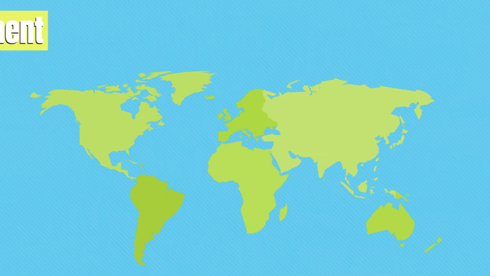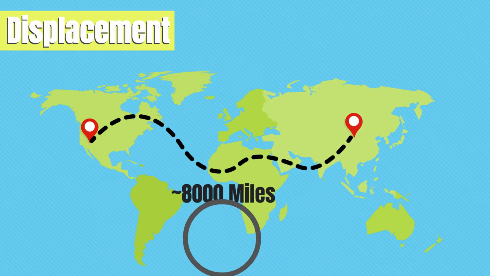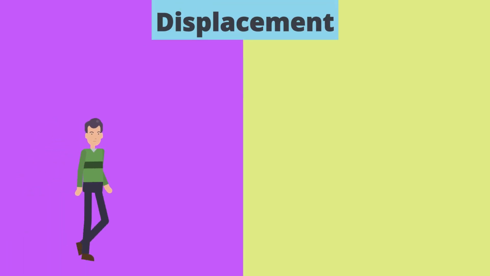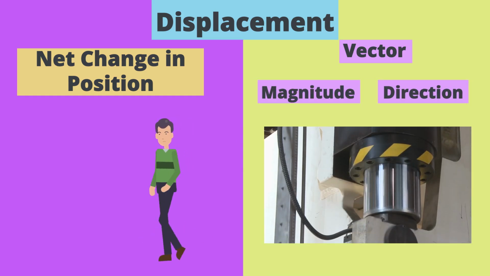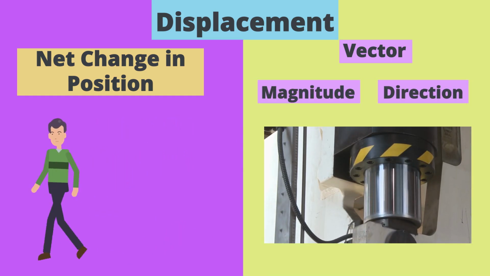Displacement, the shortcut enthusiast. Displacement is the focused friend. It cares about where you started and where you ended up, and it draws a straight line between the two. Displacement measures your net change in position, and it's a vector quantity, which means it comes with magnitude and direction. Not just how far, but in which direction.